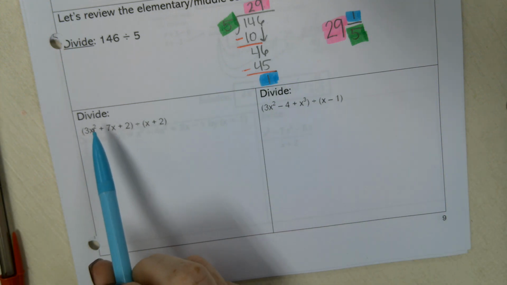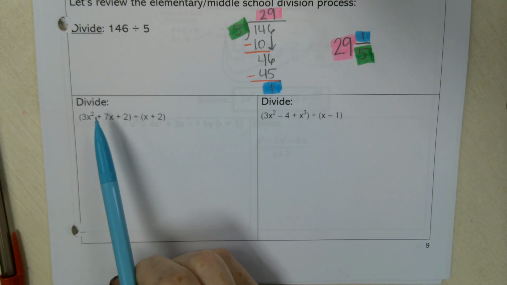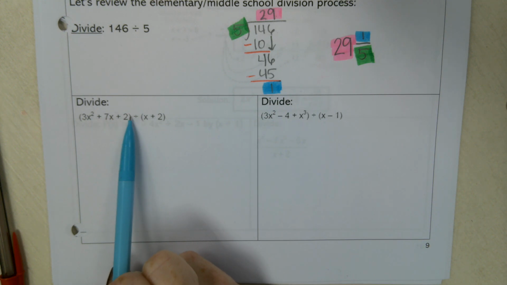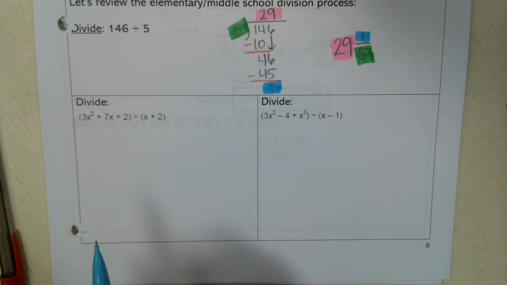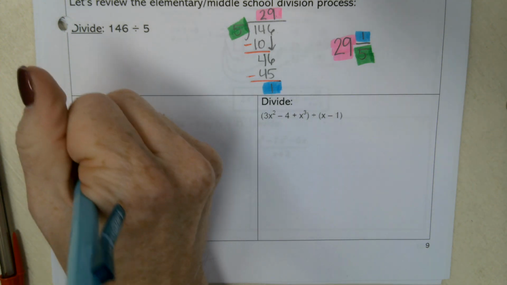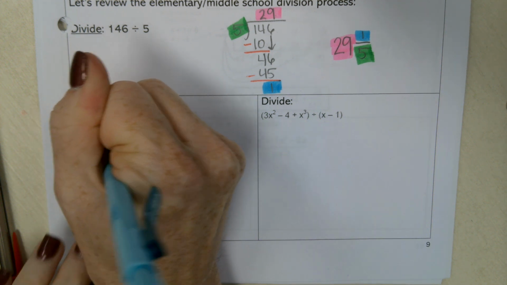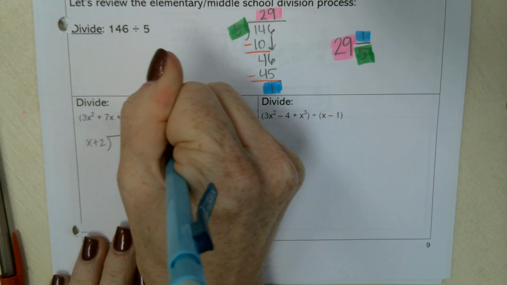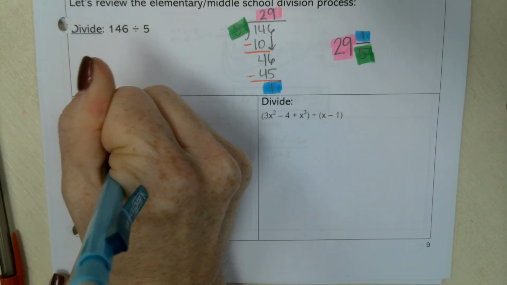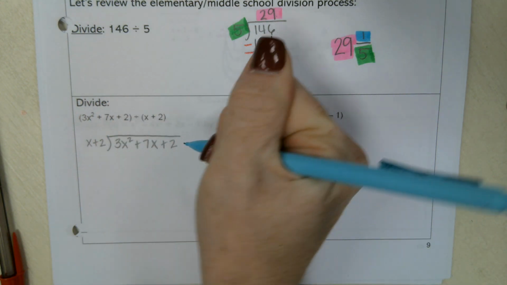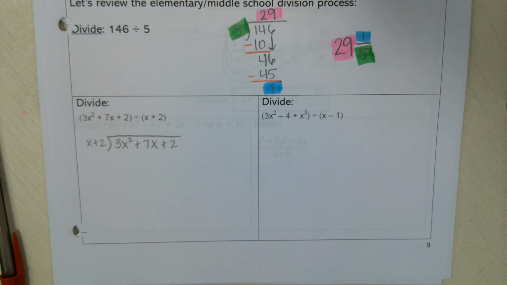The very first thing that I always want to do, I want to check and make sure I have all my powers. My highest power is 2, so my powers go 2, 1, 0. I am not missing anything. That is good, okay? So I am going to divide x plus 2. I'm dividing 3x squared plus 7x plus 2 by x plus 2. All right?